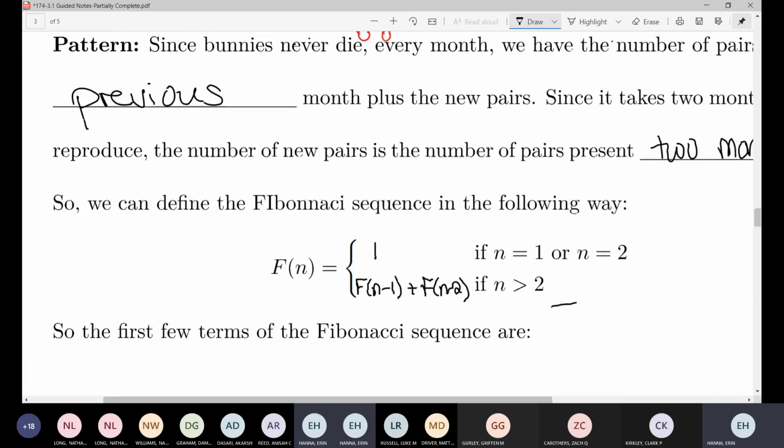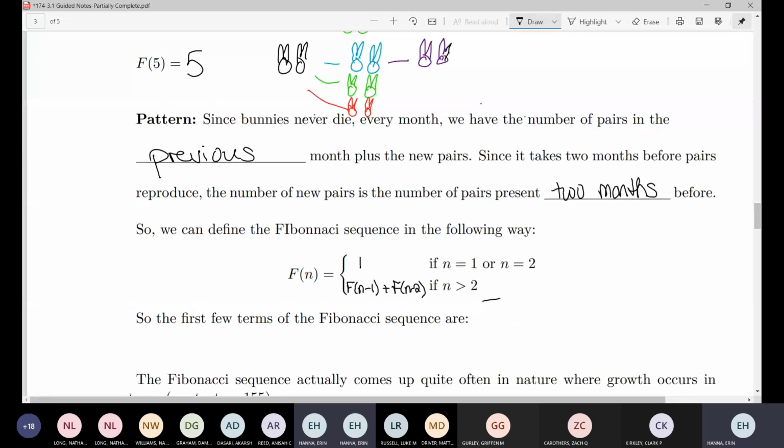So essentially, now I've got to zoom back out. The first terms of the Fibonacci sequence: 1, 1, 2, 3, 5, 8, 13, 21. The first two are set, and then you take the last two terms and add them together to get your next term. So that's why the first two have to be set. 1 and 1 are set, but then 1 plus 1 is 2, 1 plus 2 is 3, 2 plus 3 is 5, and so on and so forth.